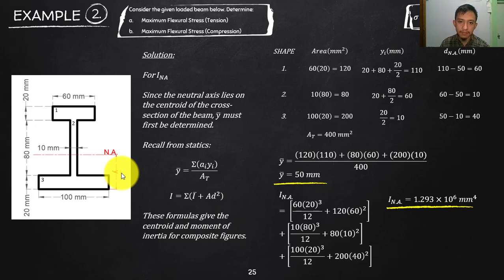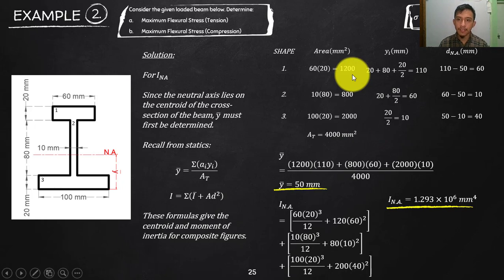So to do that, I need to calculate the area. So better to tabulate that one. It will be helpful. Or you can do it directly using the formula, of course. So to get the area of 1, it is 60 times the height, 20. So that will give us 1200. The area for your number 2: the thickness of that is 10, and then the height is 80. So 80. This should be 80, this should be 8. This is just a typo.